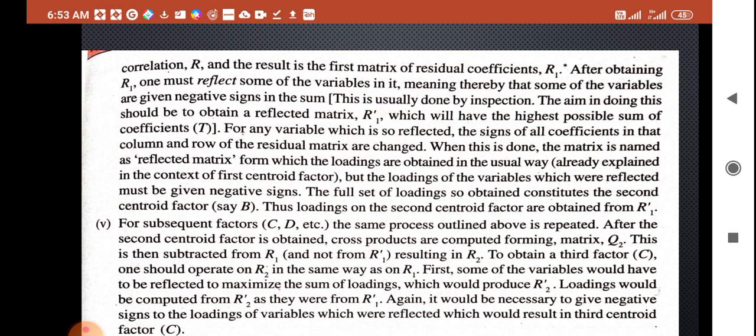Similarly, for subsequent factors C and D, the same process outlined above is repeated. After the second centroid factor is obtained, cross products are computed forming matrix Q2. This is subtracted from R1 and not from R1 dash, resulting in R2. To obtain a third factor C, one should operate on R2 in the same way as on R1. First, some of the variables would have to be reflected to maximize the sum of loadings, which would produce R2 dash. Loadings would be computed from R2 dash as they were from R1 dash. Again, it would be necessary to give negative signs to the loadings of variables which were reflected, which could result in the third centroid factor.